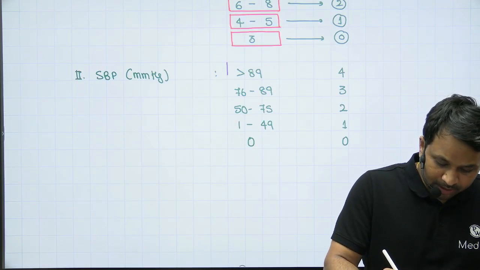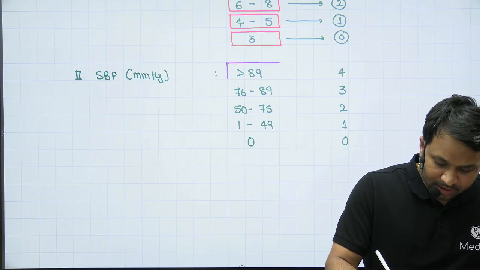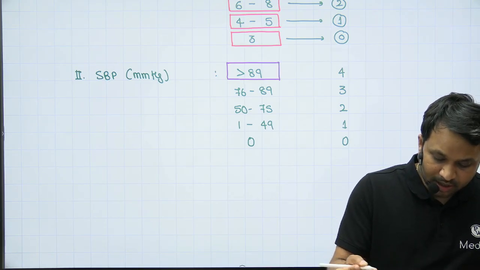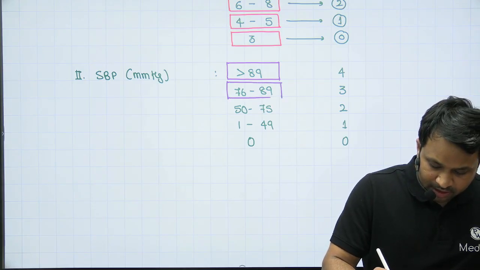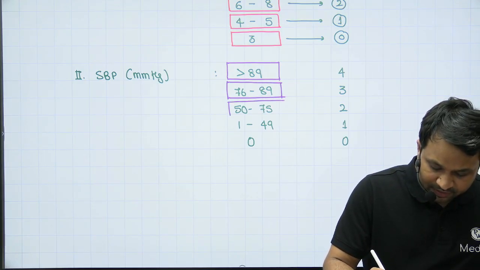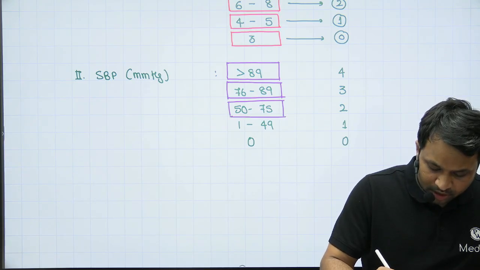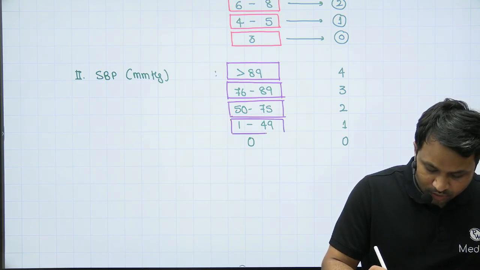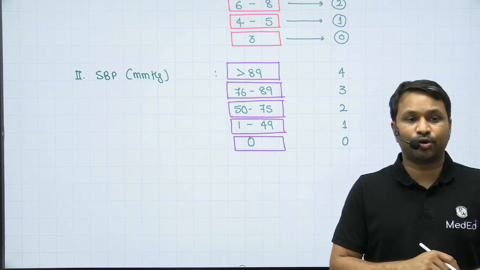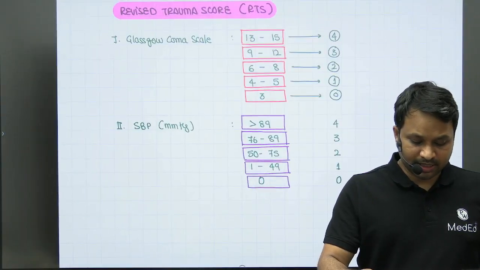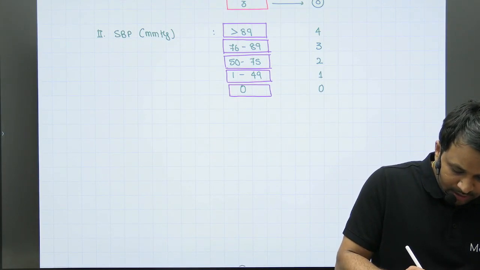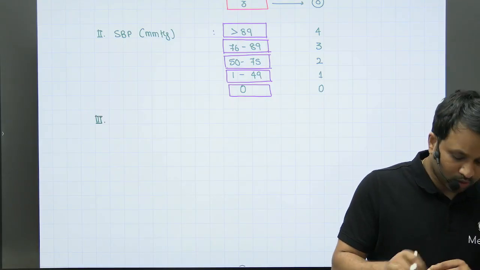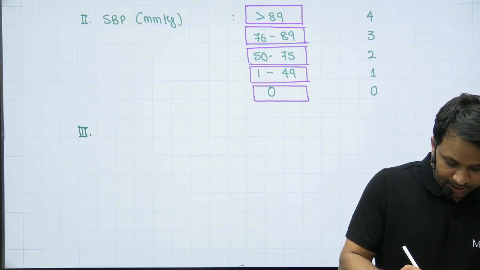So if the systolic blood pressure is 89 millimeters of mercury or above, let's say 90 actually, it is going to be 4. If it is between 76 to 89, it is a score of 3. If it is between 50 to 75, a score of 2. If it is 1 to 49, a score of 1. And if there is a non-recordable systolic blood pressure, a score of 0 is given, right? So this is in terms of systolic blood pressure. The third component that you will consider in a revised trauma score is going to be our respiratory rate.